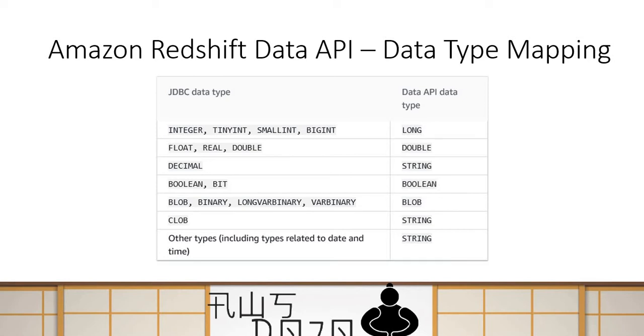So depending on what kind of data type you have in the database, if you're programming that inside your Data API, you have to map your data type using this table. Okay, simple.